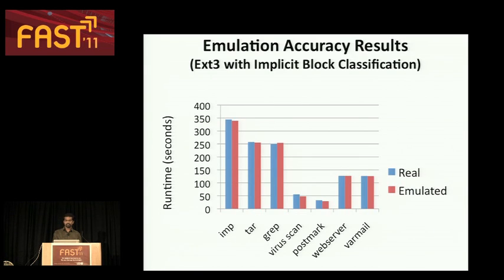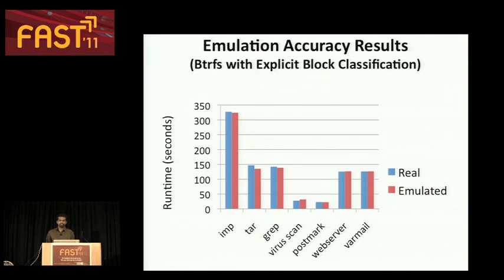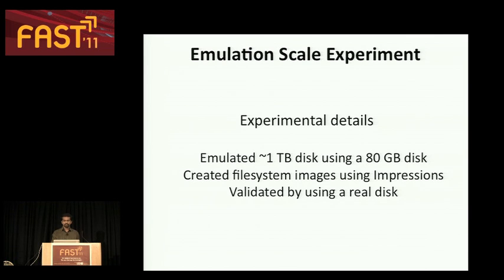This graph here shows David's accuracy with ext3 in the implicit block classification mode. The blue bars are the real times, and the red bars indicate the benchmark runtimes on an emulated disk. This bar graph here shows David's accuracy when run in the explicit block classification mode using btrfs. As seen from these two graphs, David's accuracy is pretty good for benchmarking purposes.